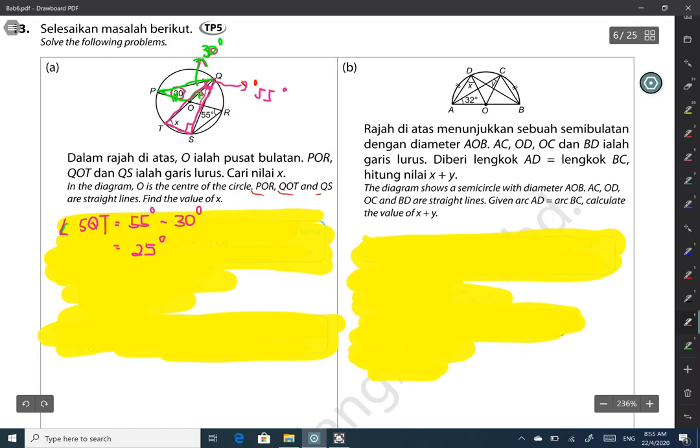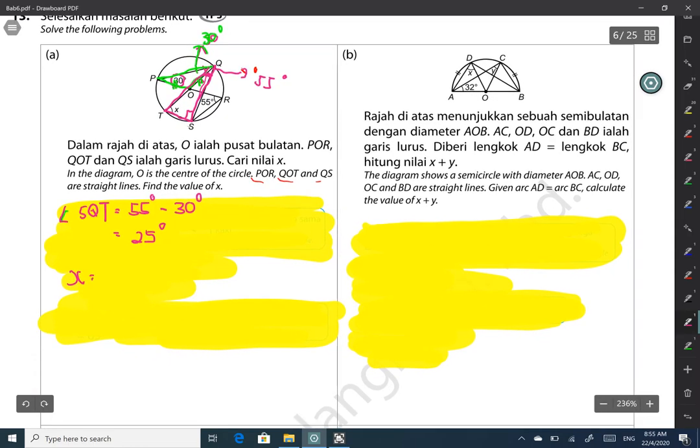Okay, remember, 记得一个三角形的总数角度呢, 就是180, it's 180 for a triangle total angle. So it's 180 minus 90 minus this angle is 25. So you will get 65.